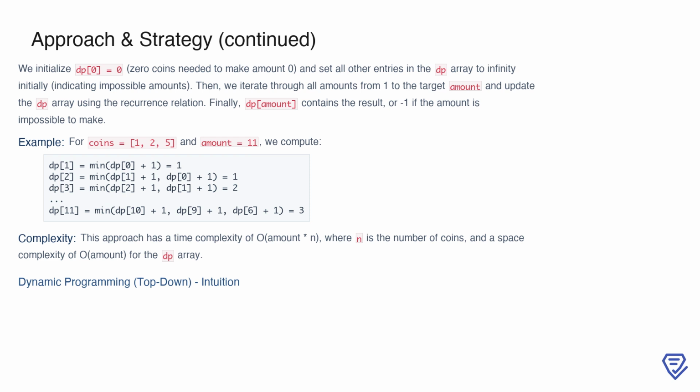by step. For dp[1], we only use the coin 1, so dp[1] equals 1. For dp[2], we compare using 1+2, or 2 1s, resulting in dp[2] equals 1. Similarly, for dp[3], the minimum is achieved by using 1 2 and 1 1, so dp[3] equals 2. Eventually, for dp[11], we combine the results of smaller subproblems to find the minimum number of coins as 3.